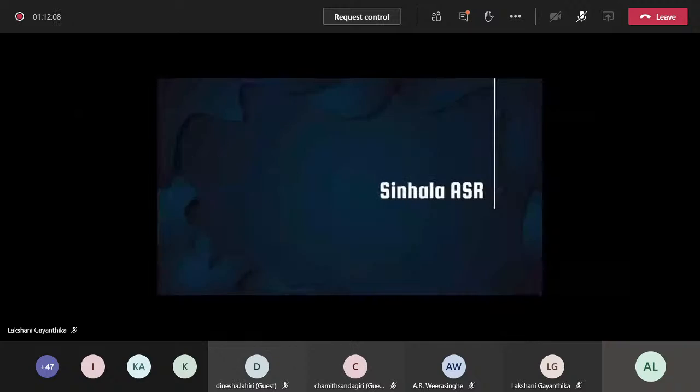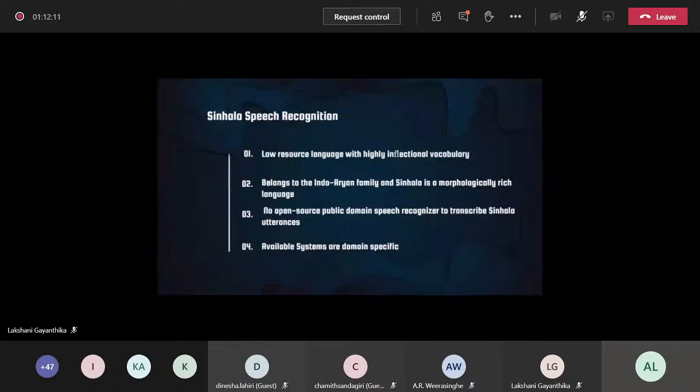In Sinhala speech recognition, we can identify the following characteristics. Even though Sinhala is a whole language, when it comes to digitally available resources, it is an under-resourced language compared with languages like English and French. And the speaking sounds of words vary, and it has a highly inflectional vocabulary, and also it is a highly morphological language. Currently, there is no public domain open source speech recognizer to transcribe speech utterances, and the available systems are domain specific.